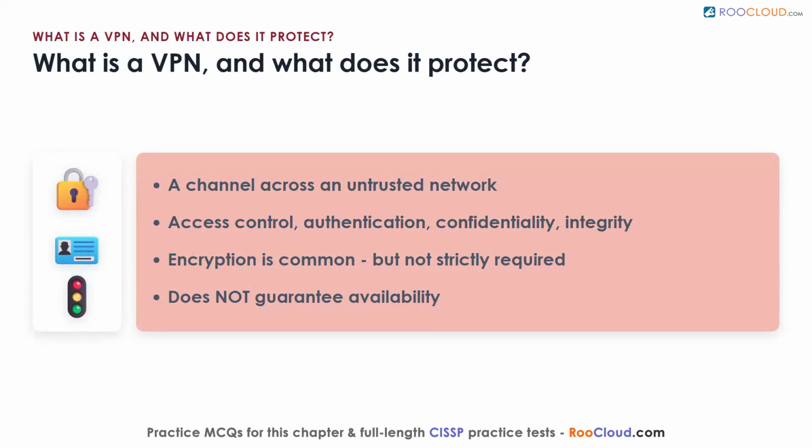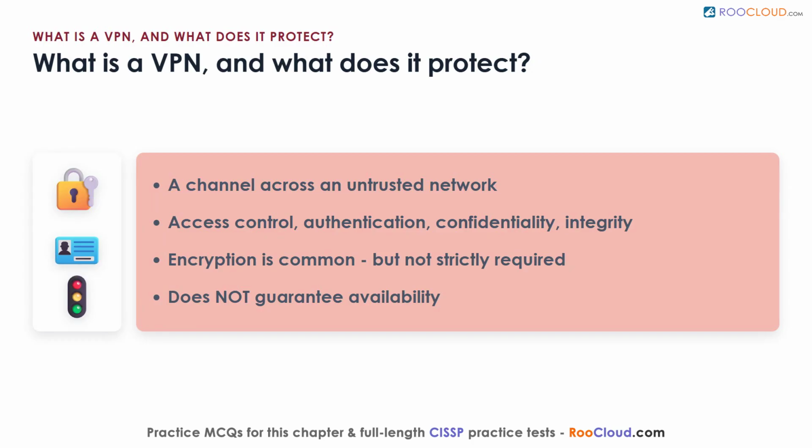What exactly is a VPN? And what does it protect? A virtual private network is a communication channel between two entities across an untrusted intermediary network. It can supply authentication, access control, and the confidentiality and integrity of what it carries. The majority of VPNs rely on encryption to shield the data moving through them.